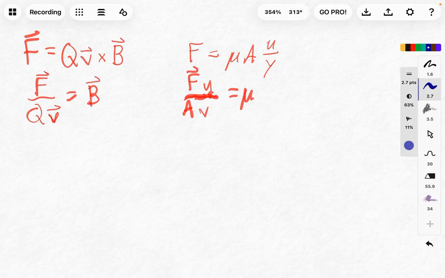And after doing a bunch of SI unit math, we find that the magnetic field has units of kilograms times coulombs per second, and that viscosity has units of kilograms per meter second.